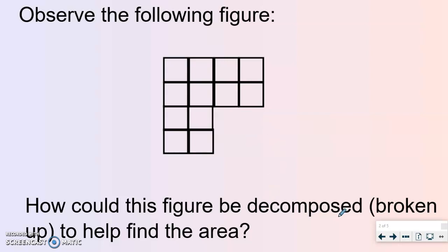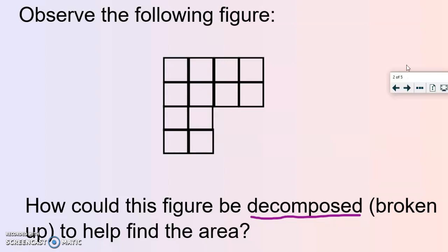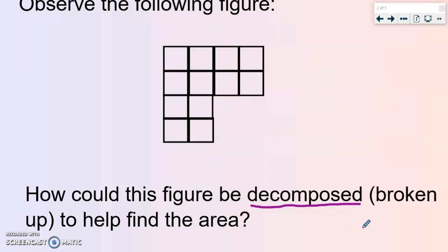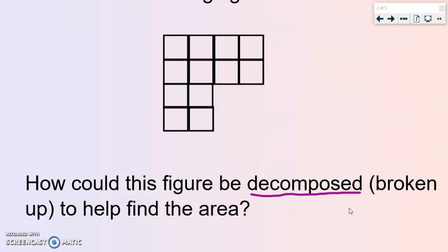Okay, and remember we talked about decompose in math before. This word, we actually see it in other domains like science. In science, when you talk about a decomposer or something decomposing, it means it's breaking down. And in math, it actually has the same meaning. When we decompose a number, or when we decompose, in this case, this shape, we're breaking it up, or breaking it down into smaller pieces. So how can we decompose this figure or break it down in order to help us find the area?